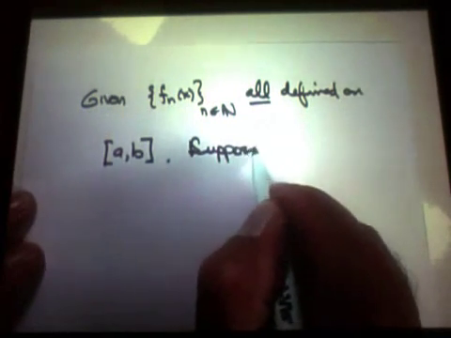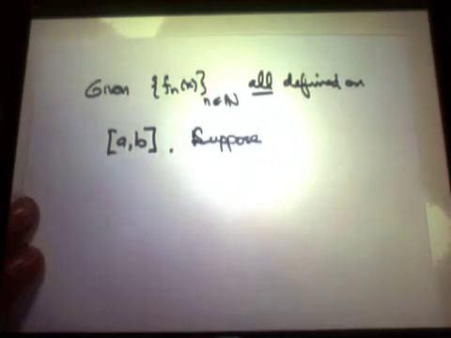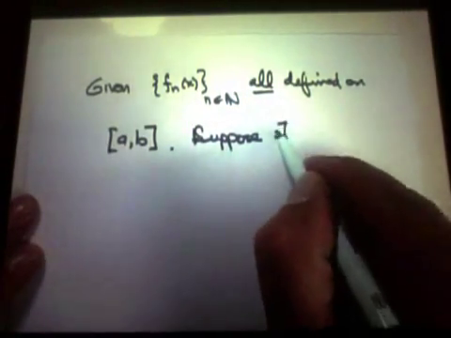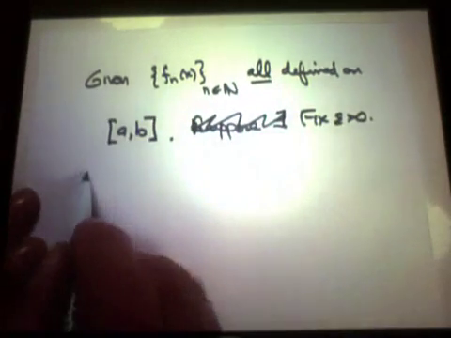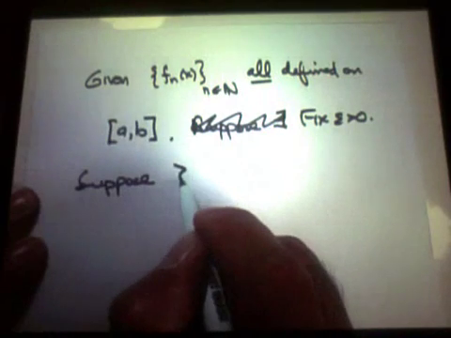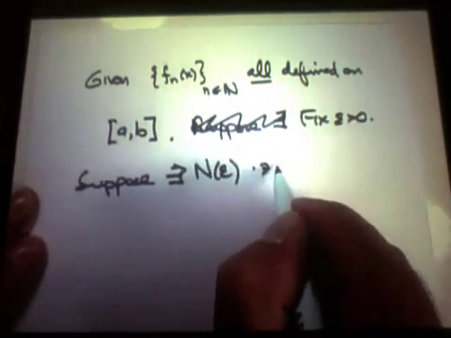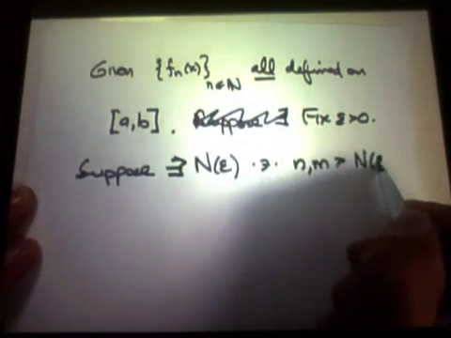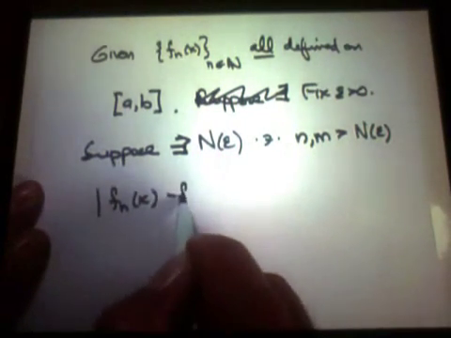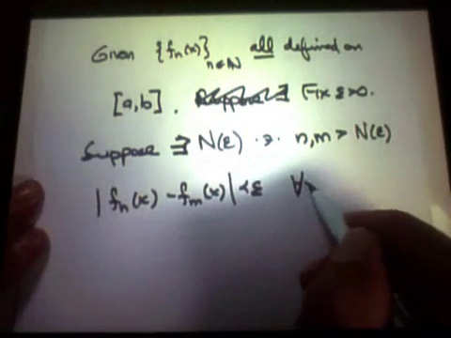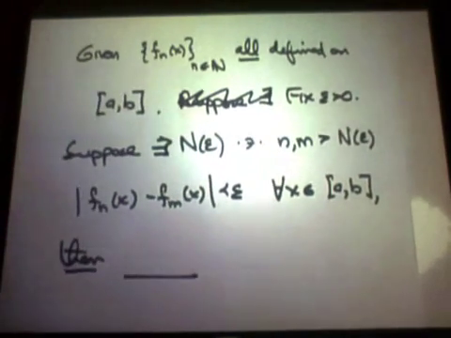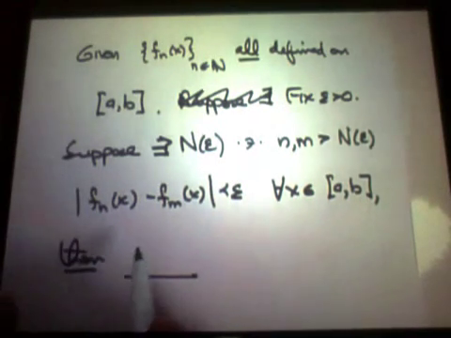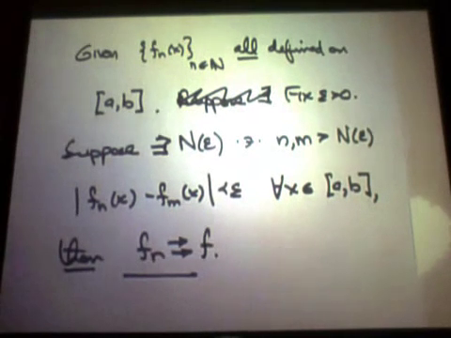Suppose there exists, let's fix epsilon first. Fix epsilon. Suppose there exists n of epsilon such that whenever n and m are mutually greater than n of epsilon, it's true that absolute fn minus fm of x is less than epsilon for all x in [a,b]. Then what do you suppose? What do you think happens now? Some limit function f exists, and the fn's converge uniformly.